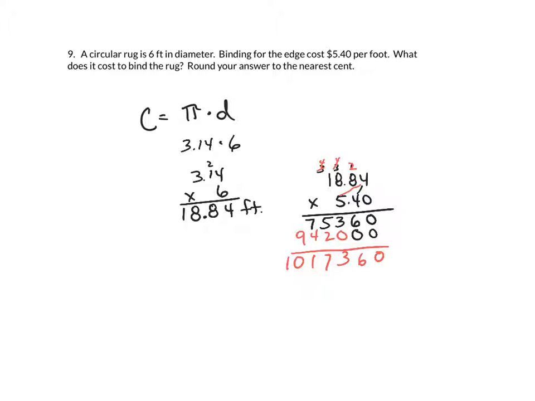When I add everything up, I get 1017360. But remember, I need to put in the decimal point. I have 4 numbers after the decimal point in the problem, so I need 4 numbers after the decimal point in the answer, which would give me 101.736. It says round the answers to the nearest cent. So this is $101.73 and then a little bit more cents. So my final answer would be $101.74.